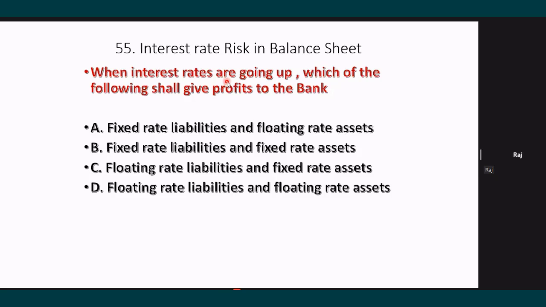Floating rate liabilities. Very good. When the rates are going up, you will get more income when the loans are at floating. So assets should be at floating, where it is fixed rate liability, floating rate assets. Okay. And interest rates are going up, you should not pay more. A is the correct answer.